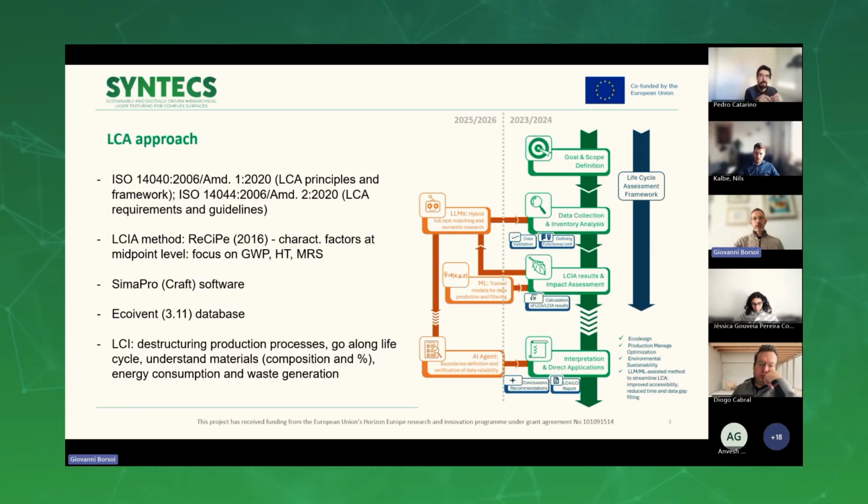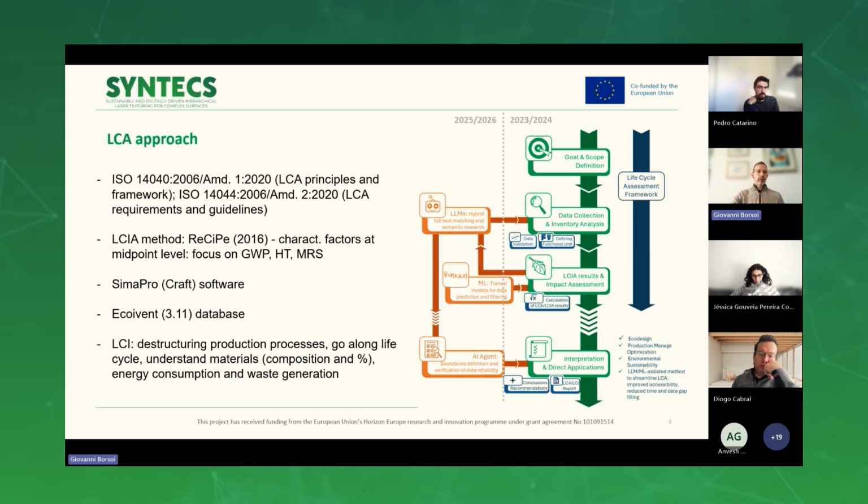Of course, we rely on specific norms. We adopt specific software, which is SimaPro, and also the ReCiPe method. We have focused on specific impact categories, which in this case are global warming potential, human toxicity, and mineral resource scarcity. Of course, there is also a specific database. What we've been doing along the process is structuring the production processes, and so understanding everything related to material usage, energy consumption, and waste generation mainly.